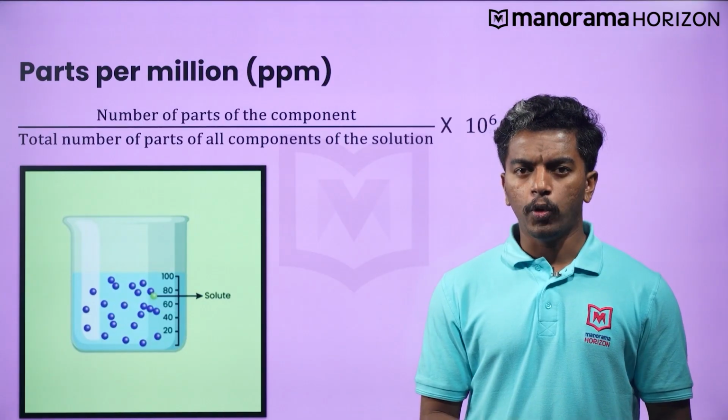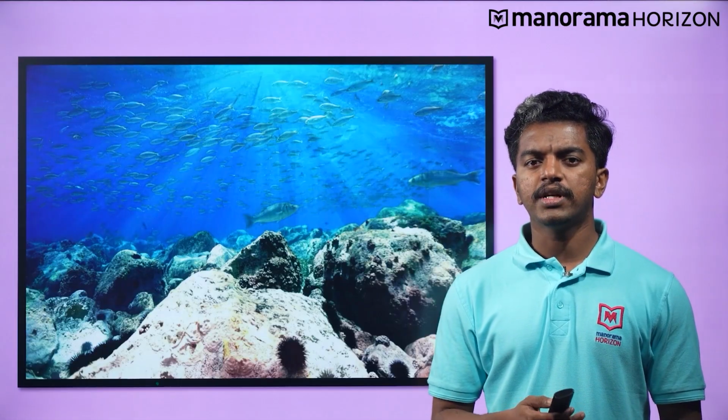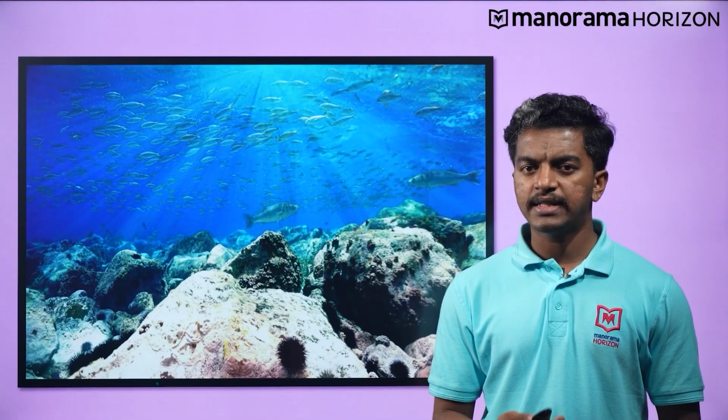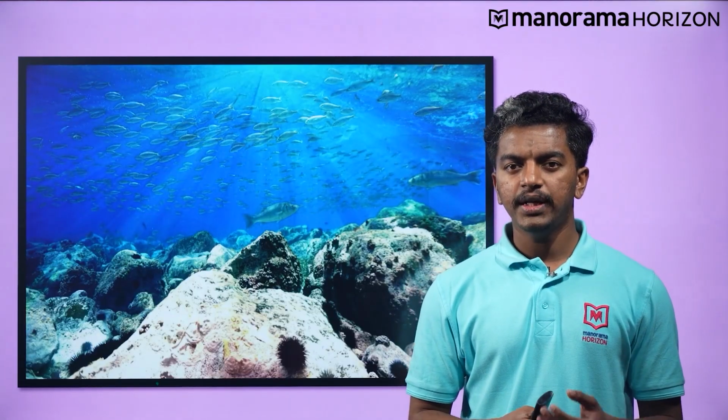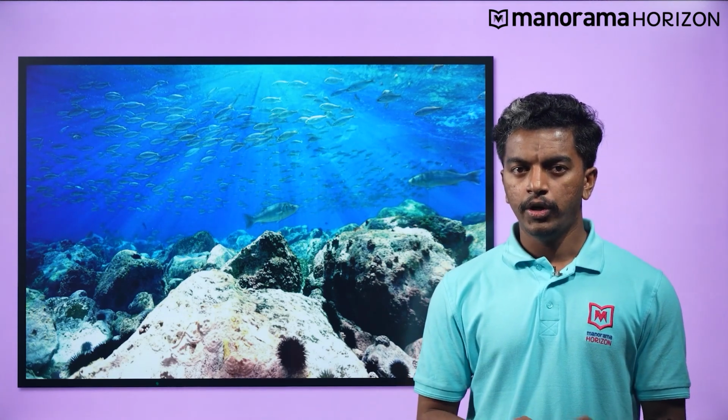This is usually employed when the solute is present in very trace quantities. For example, the amount of carbon dioxide in the air or the concentration of dissolved oxygen in water are usually expressed in ppm or parts per million. You can say the amount of dissolved oxygen in seawater is 5.8 gram per 10 raised to 6 gram of seawater. Note that ppm can also be represented in terms of volume by volume or as mass to volume.